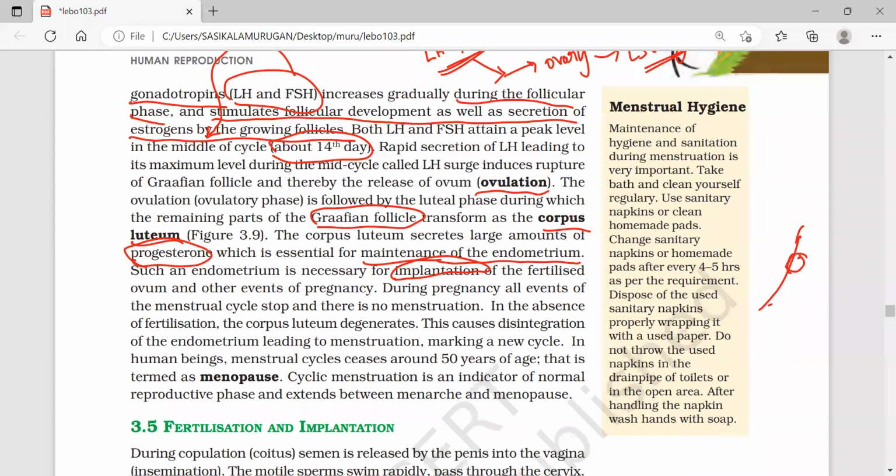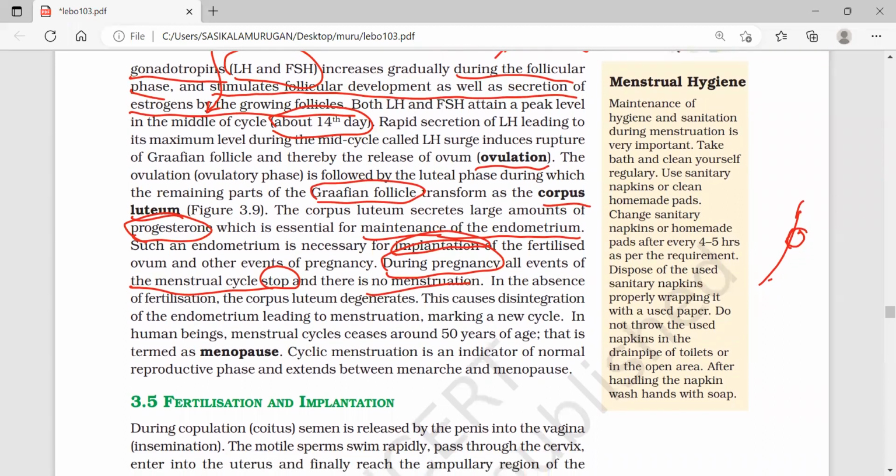During pregnancy, the menstrual cycle stops. So when a woman becomes pregnant, there is no menstrual cycle at that time. So no menstruation. In the absence of fertilization, the corpus luteum degenerates, and the endometrium breaks down, leading to menstruation. It will happen continuously.